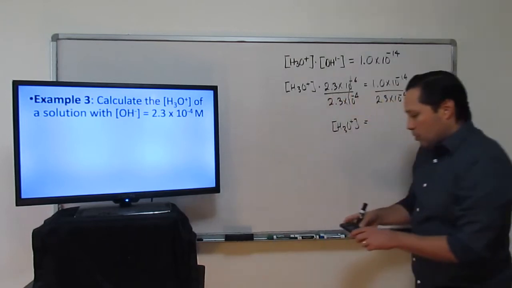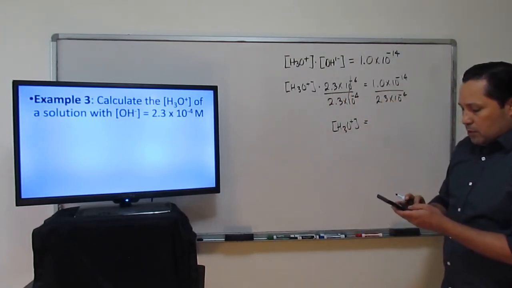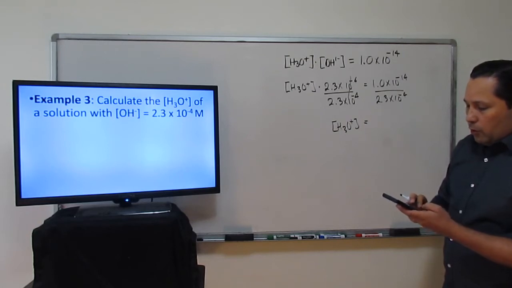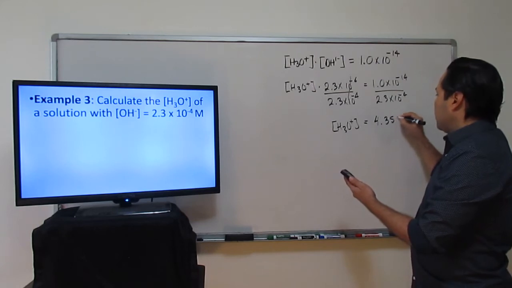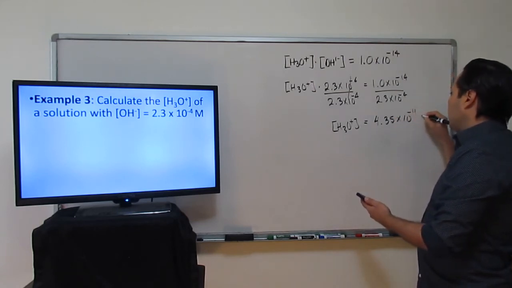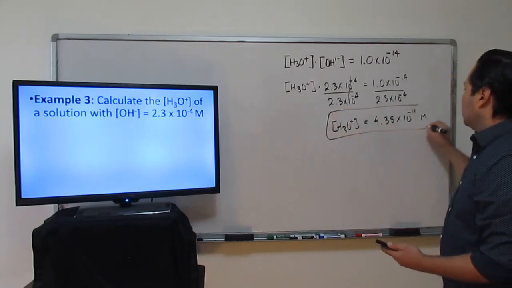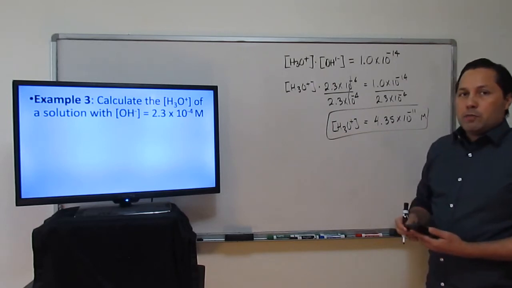So let's go ahead and plug them into a calculator. So it's going to be 1 × 10⁻⁴ divided by 2.3 × 10⁻⁴. The answer for this problem is 4.35 × 10⁻¹¹ molar. That's our hydronium ion concentration.